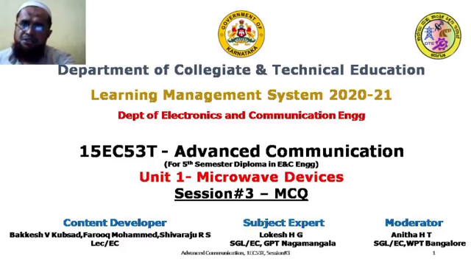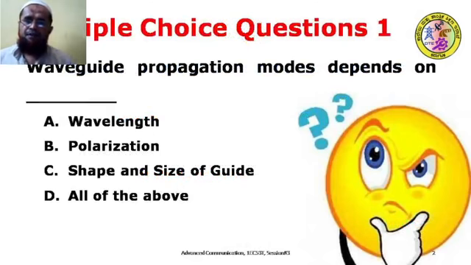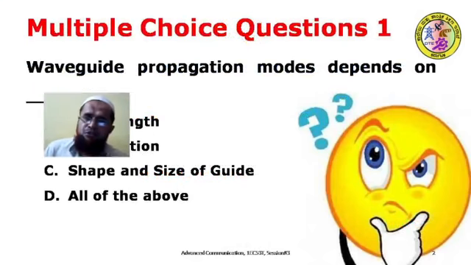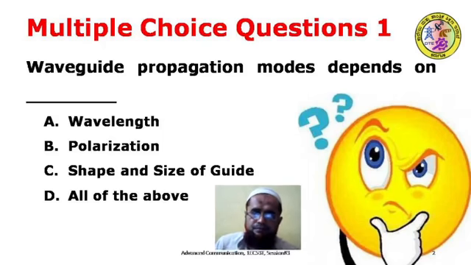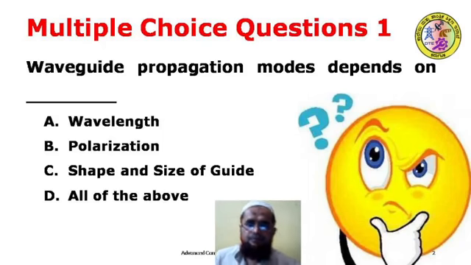Now for today's discussion, we have multiple choice questions. First multiple choice question is, waveguide propagation modes depend on: first, wavelength; second, polarization; third, shape and size of waveguide; fourth, all the above. Which is the correct answer?